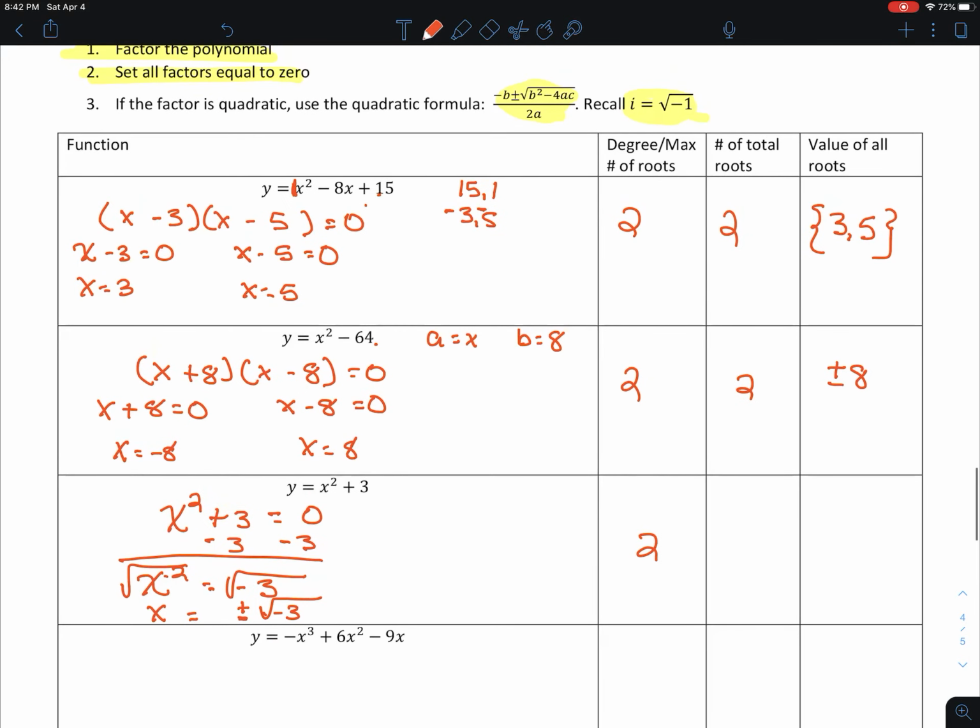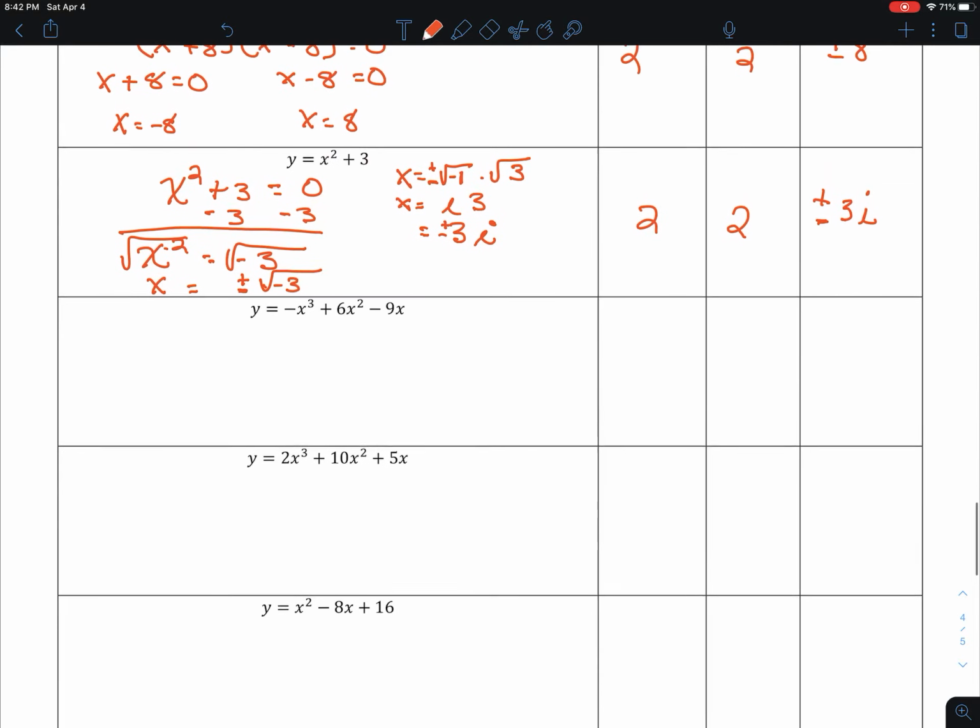Now, what we said before, the square root of -1 is i. So we can rewrite this as x is equal to the square root of -1 times the square root of 3, and the square root of -1 is i, so x is equal to i root 3. And we generally write it with plus or minus. So we still have two roots, but this time our roots are imaginary roots. If you were to graph this on the calculator, you would see that it did not cross the x-axis because its roots are imaginary.